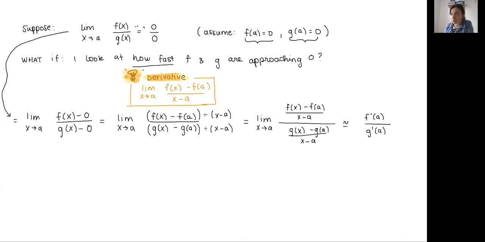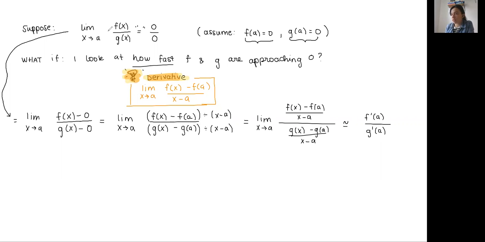Well, look at this. What we have now is that if I want to evaluate the limit of f over g when both the numerator and the denominator are going to 0, what I can do is just evaluate the derivative of both of the functions when x goes to a, and it looks like it's going to give me the same as the limit.